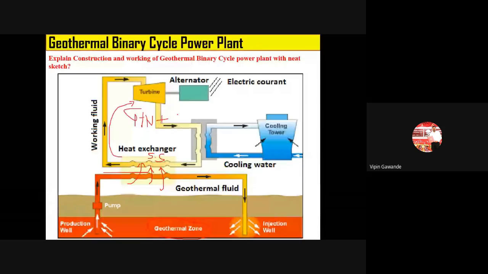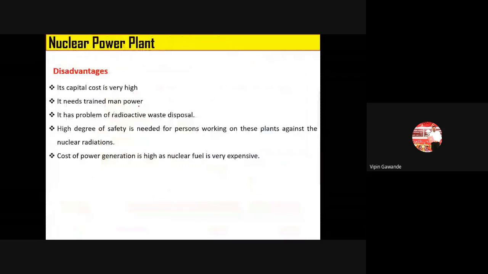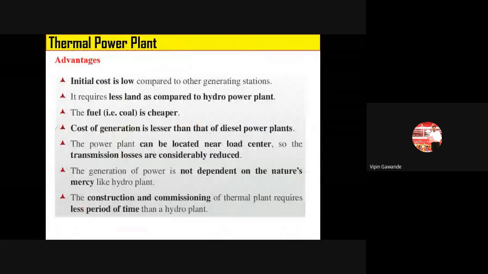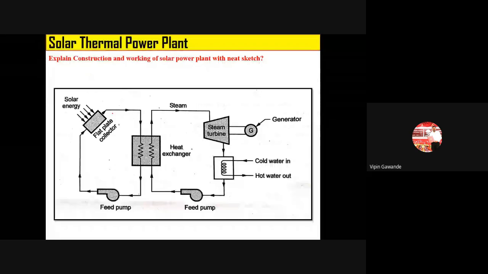In solar, we have two types of power plant. One is the solar thermal power plant. So this is solar thermal power. If the solar thermal power plant is asked in the examination, you have to draw this diagram where flat plate collectors are used. Here, thermal means what? Just remember, this is conversion of heat into electricity. So we require here a steam turbine.